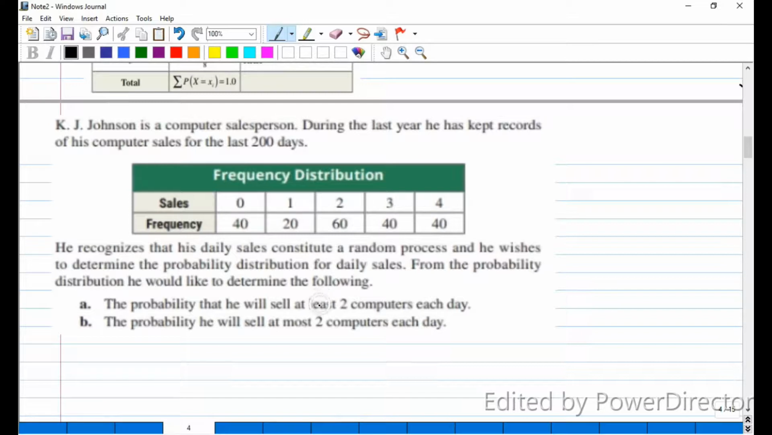So the probability of at least 2 computers.